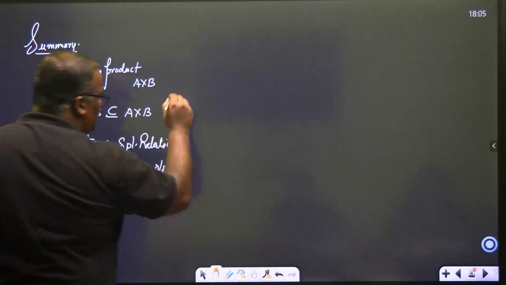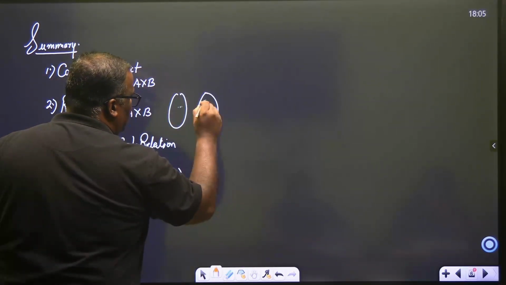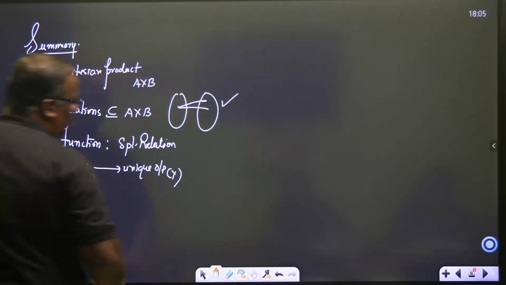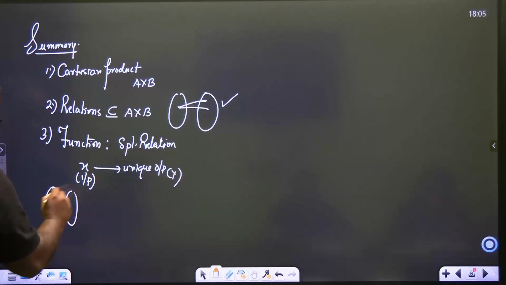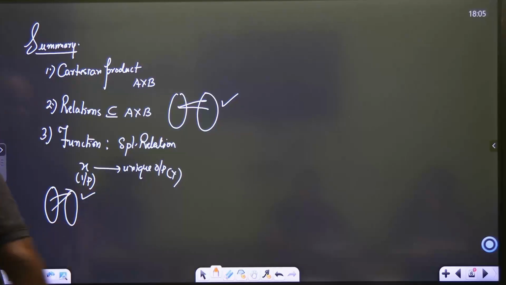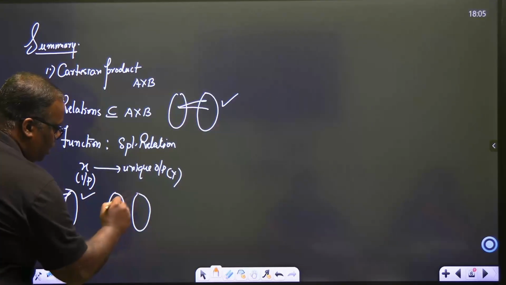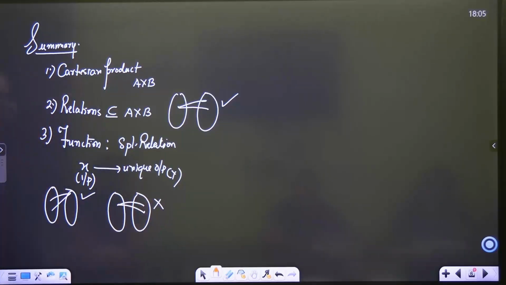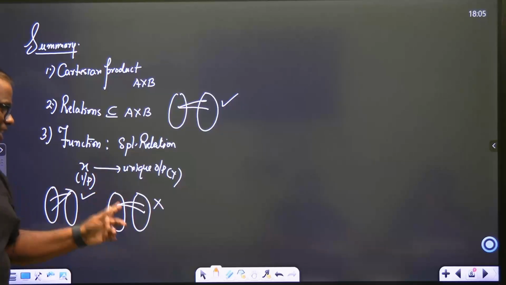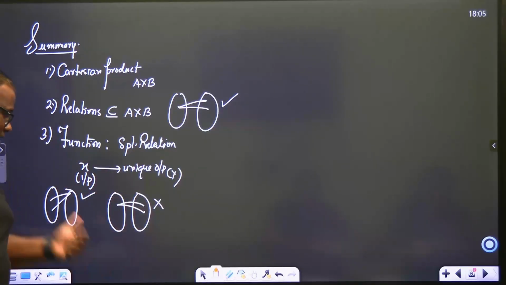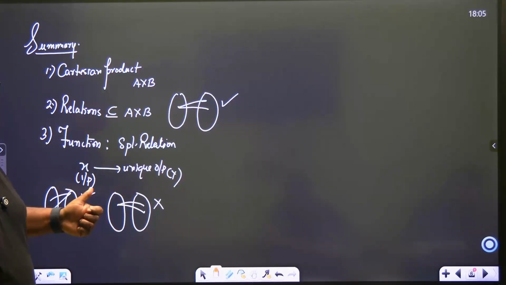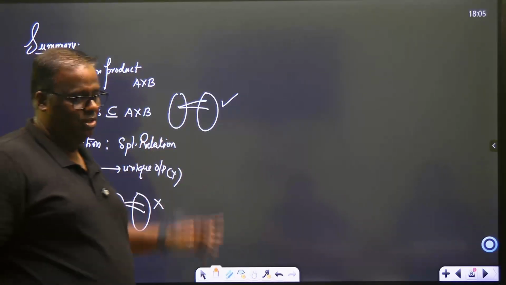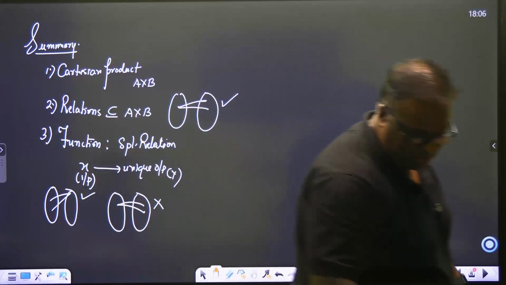So the basic difference between relation and function is, in a relation this is possible, in a function this is possible, the other one is not possible. In a function you cannot have this. Sine 30, just remember, or sine 0, sine 0 cannot give me two values, but sine 0 and sine 180 can give me the same value. Clear? This is relation.